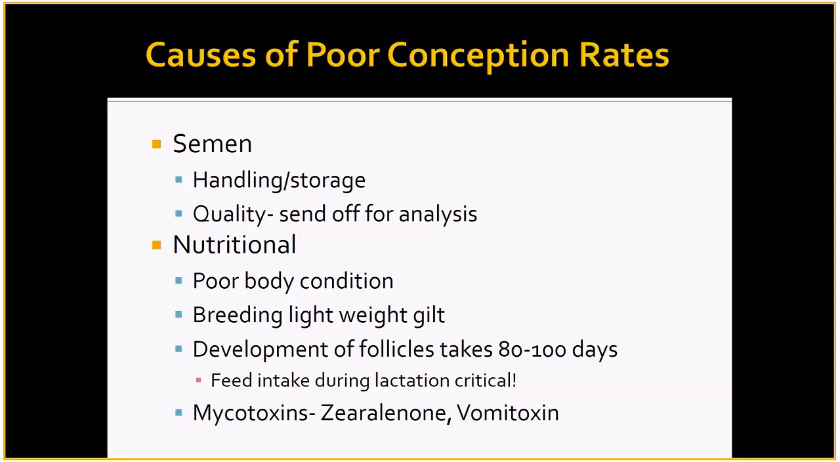So I always like to remind people that the development of a follicle takes 80 to 100 days. That's a long time, right? A lot of that depends on nutrition, and even the last probably 30 days of that follicle development depends on good nutrition. And a lot of girls, especially on a traditional commercial farm, are developing that during lactation. So when they're already feeding another litter, they're developing the follicles she's going to be using during her next heat cycle. So feed intake during lactation is always important.